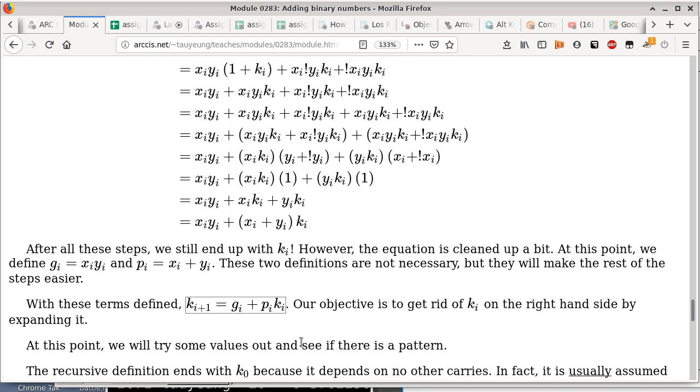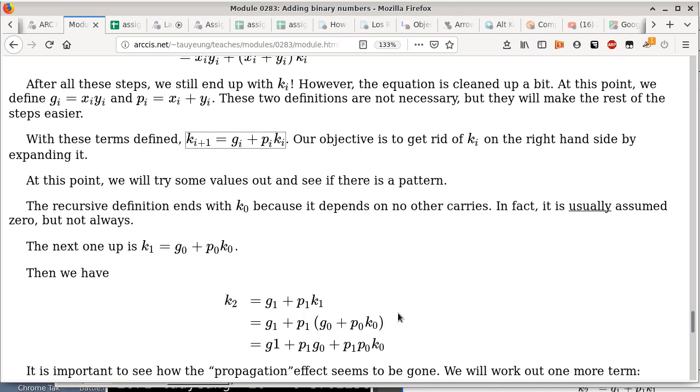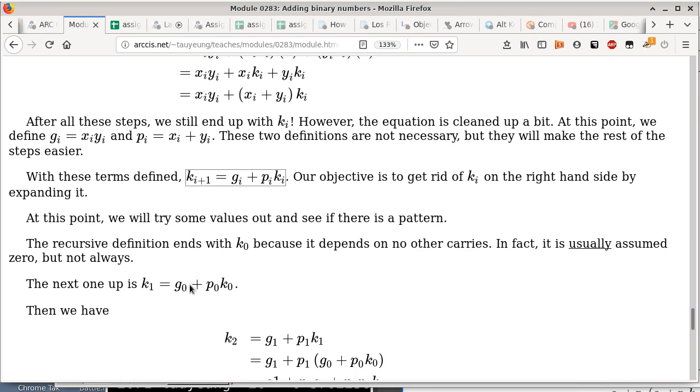So what we do now is we just work it out. k_0 is given, so we don't have an equation for k_0. k_1 is the first one. So when you plug in i being 0 and you expand the equation, this is what you get, right? Are we doing okay so far with this?